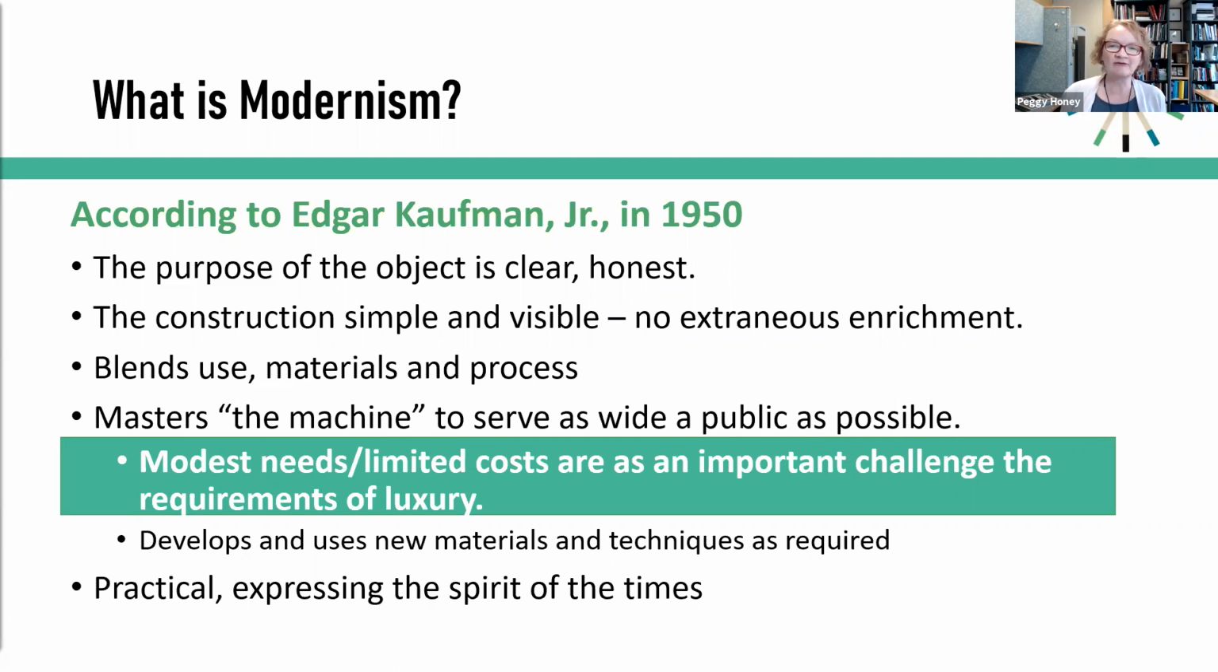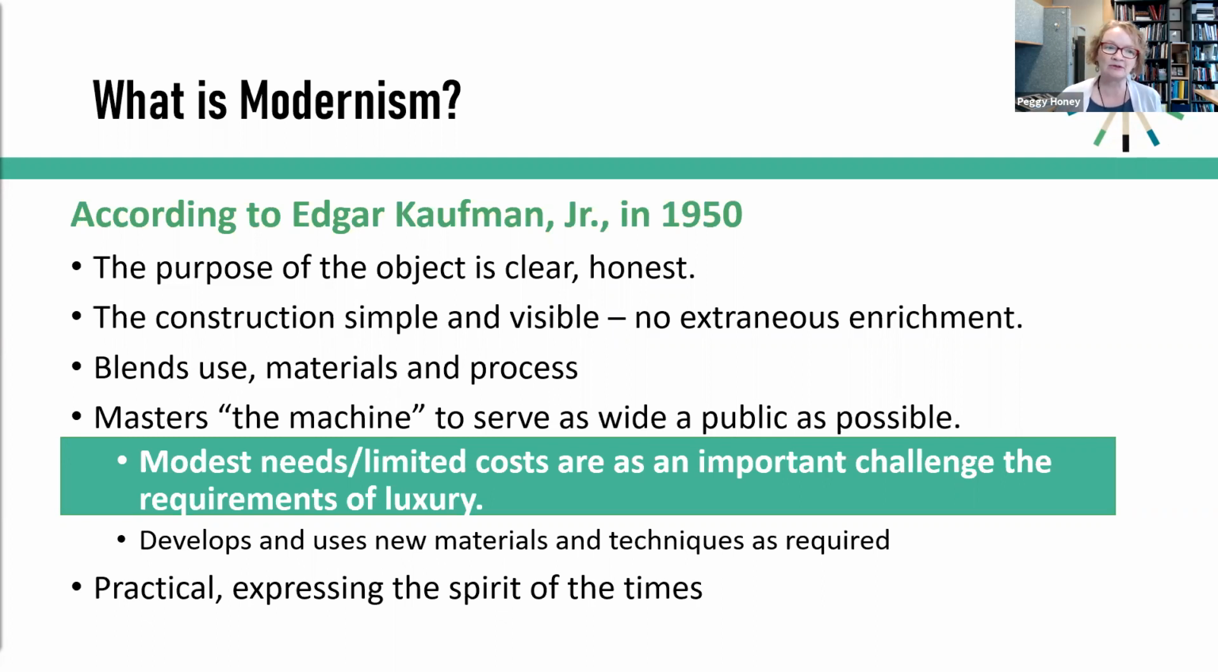So Edgar Kaufmann Jr. wrote a treatise on the 12 principles of modernism. Now, Edgar Kaufmann Jr. was an architectural student of Frank Lloyd Wright's. And in fact, his father was the man for whom Frank Lloyd Wright built Fallingwater. And he went on to be a very respected architectural historian. And in 1950, he wrote for the Museum of Modern Art this piece that summarized the principles of what modernism was. And I haven't listed all 12 of them out. I just grouped them together and summarized them.